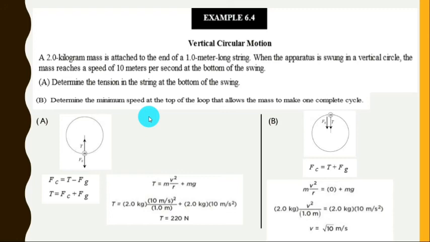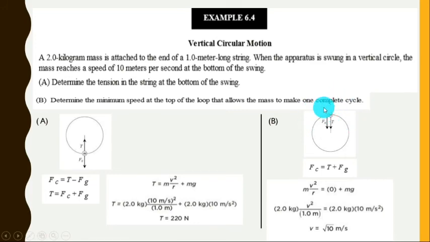If your speed is less than this minimum speed, the object will not move in a circle. If you are decreasing your speed and you are swinging the object, you will see that at the top the string will slacken, or the object will fall, and will not move in a circular motion. I want you to find this speed. How to find it? Focus to understand.